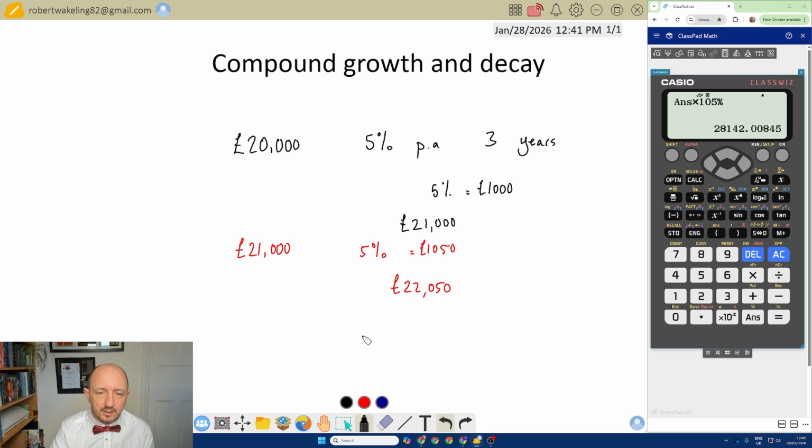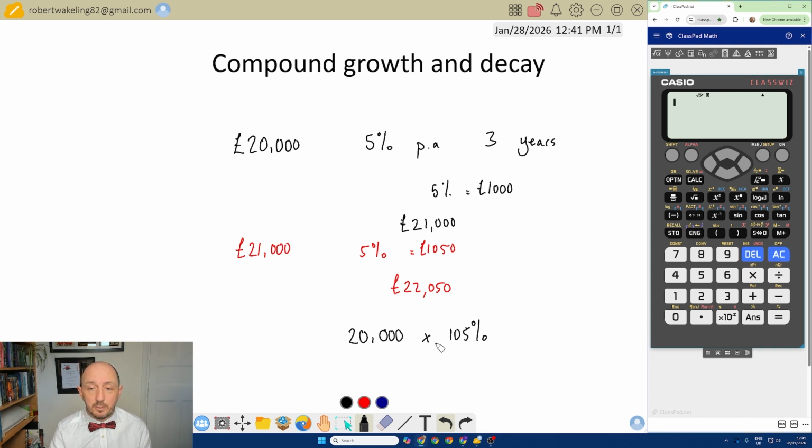So this is a bit of an improvement on our speed for this. We did 20,000 times 105%. And if this was decay, we would do 100 minus 5%, so 95% each time.